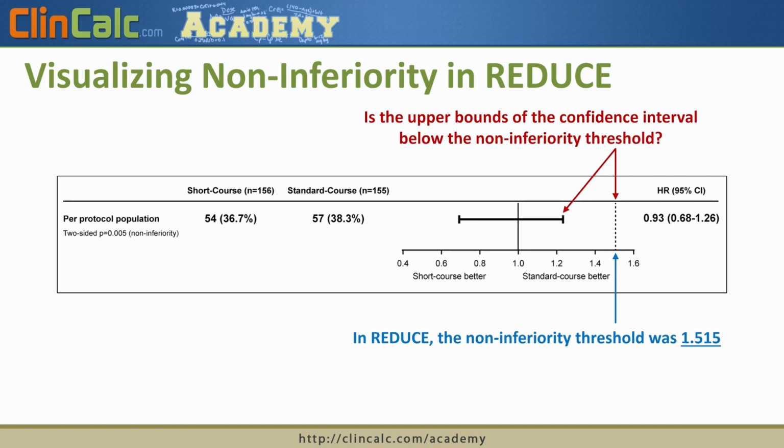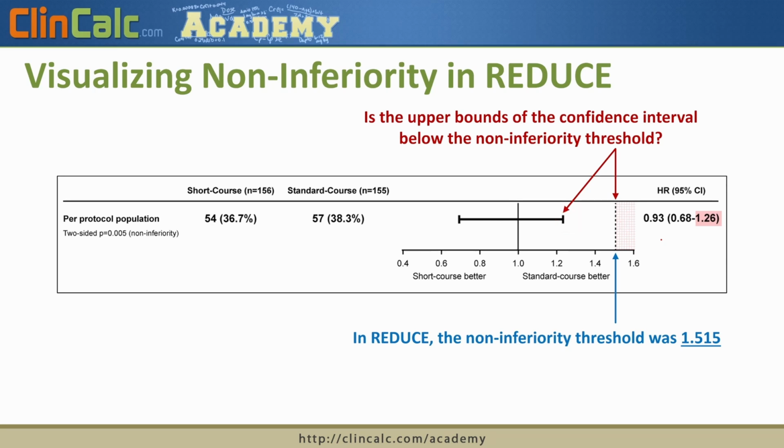In this case, for the REDUCE trial, the threshold was 1.515, and the authors have to justify how they pick that non-inferiority threshold. It could be based on FDA criteria or based on expert opinion. For the REDUCE trial, the highest value was 1.26. And 1.26 is represented as the upper bound of our confidence interval. That's really far away from our area of non-inferiority.